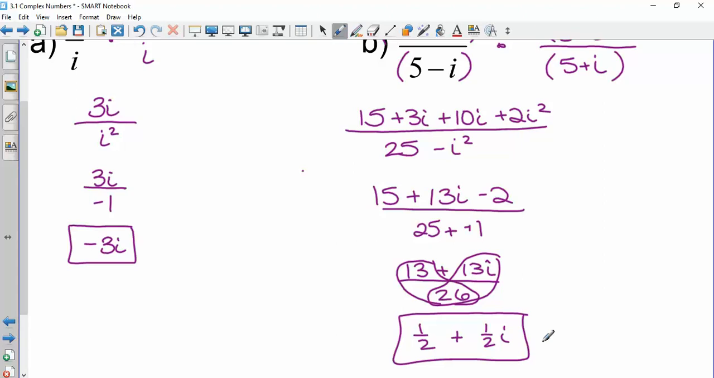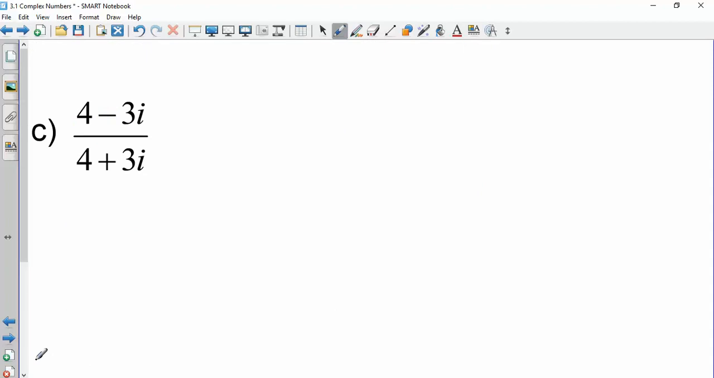All right, let's do it. So let's do 4 minus 3i over 4 plus 3i. We have to get the i off the bottom. So what do I have to multiply by? The conjugate of the bottom is 4 minus 3i.